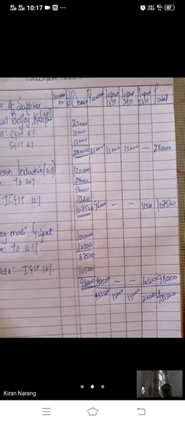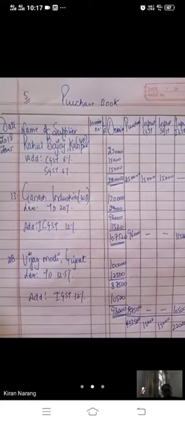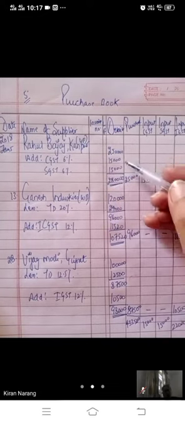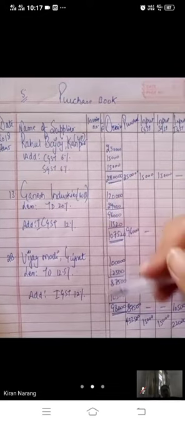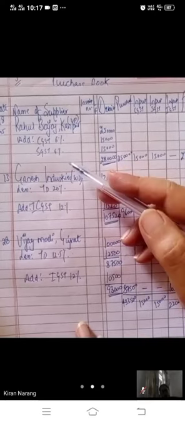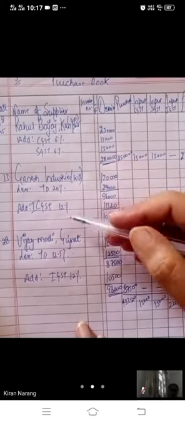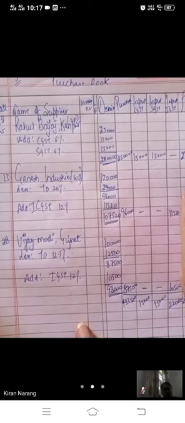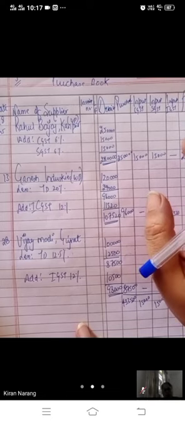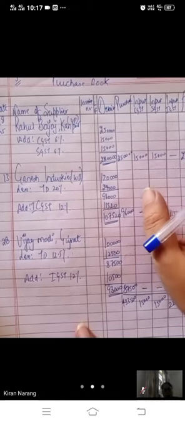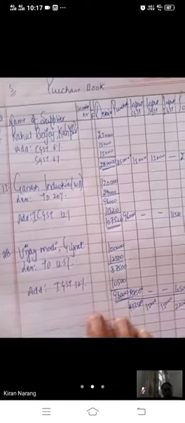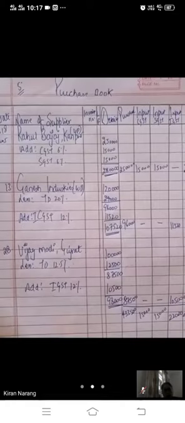Okay, children, this was our purchase book. We have purchased goods on credit. If we have purchased from the same state, CGST, SGST will be charged. If a different state, then the total of both, IGST, will be charged. And if there is any entry of cash or asset purchase on credit, we will not record that. We will record only the entry of goods.